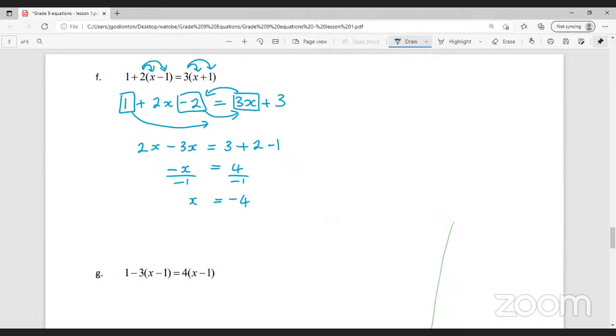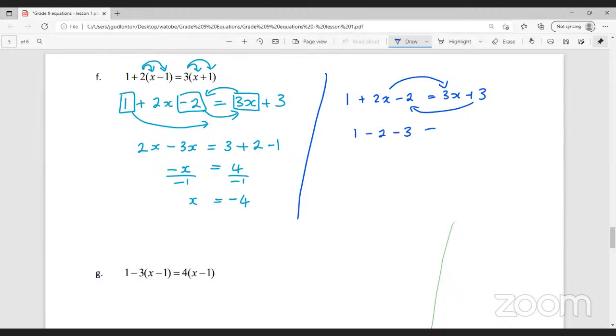Now, if you moved it on the other side, let's just see what that would look like. So this step would look exactly the same. And then if we moved this 2 onto that side and that 3 onto this side, we would have 1 minus 2 minus 3 is equal to 3x minus 2x. And that just gives us x, and this gives us -4. So both give us our same answer.